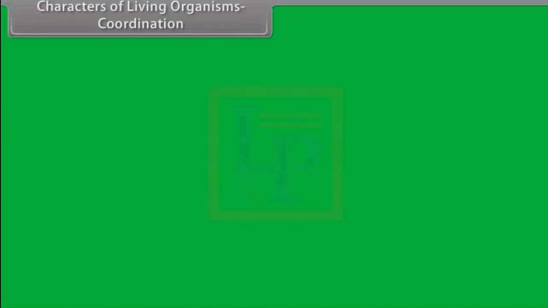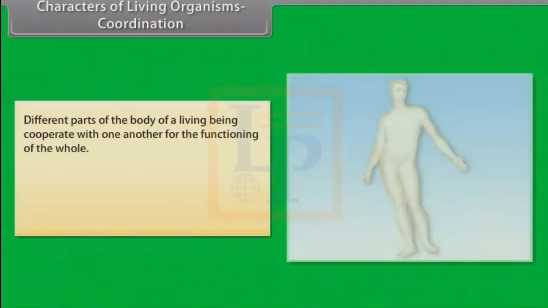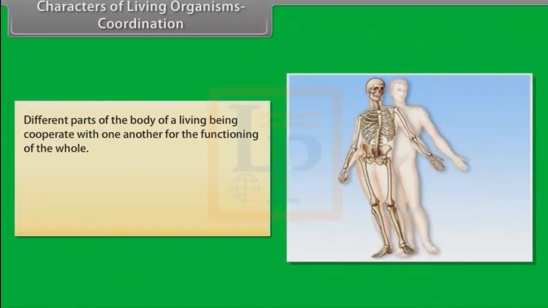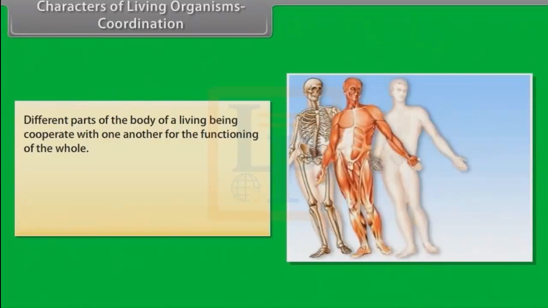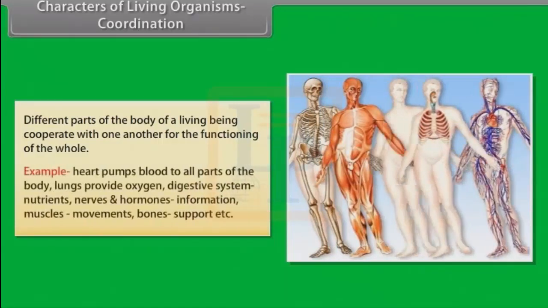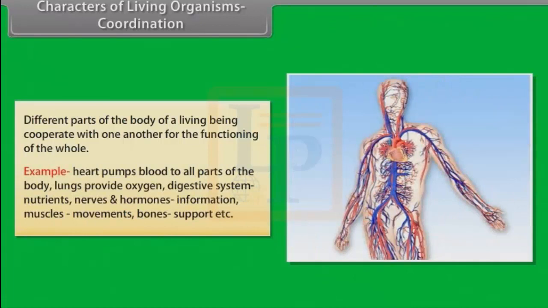Characters of living organisms. Coordination. Different parts of the body of a living being cooperate with one another for the functioning of the whole. Example: the heart pumps blood to all parts of the body, lungs provide oxygen, the digestive system provides nutrients, nerves and hormones carry information, muscles enable movements, bones give support, etc.